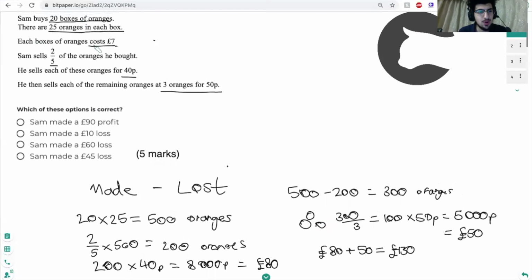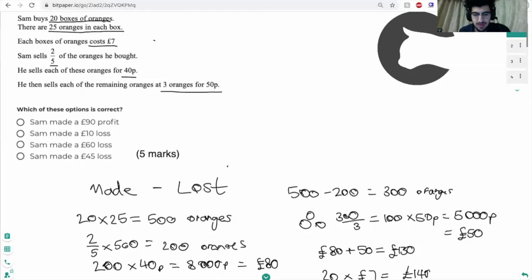So since each box of oranges cost £7, and Sam bought 20 boxes of oranges, all we have to do here is do 20 times £7, and we get £140. And just to make sure that we've fully addressed the question, you should have been able to use every single number in the question stem. And we can see that we have actually used all of them.